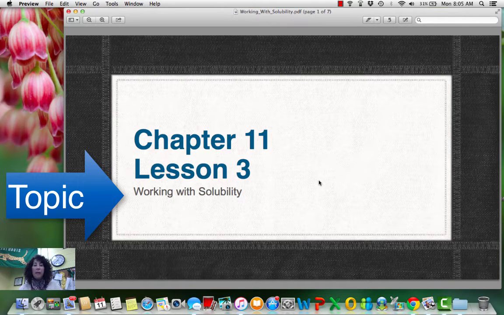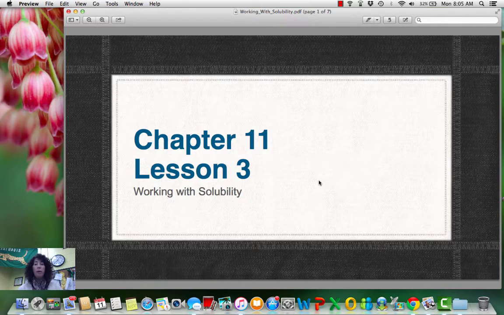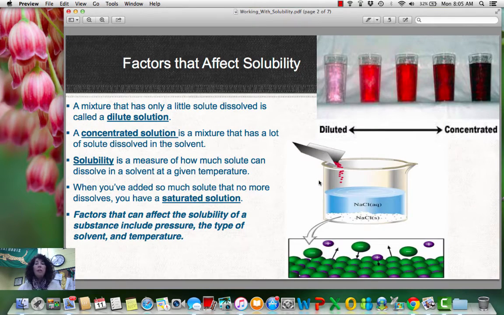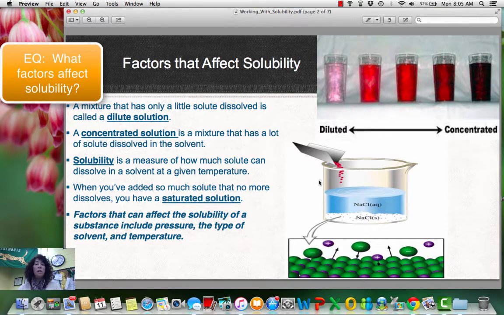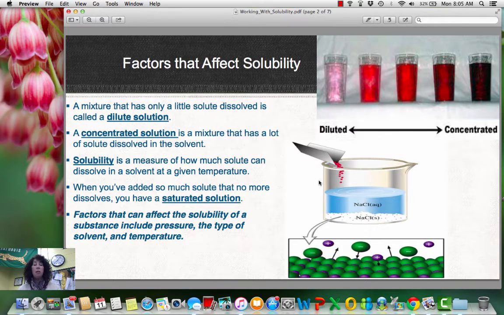Well, hello again. Okay, so we have been working with mixtures and solutions, and today we are going to talk about solubility. There are different things that can affect how well something dissolves into something else. So, how well a solute dissolves into a solvent.